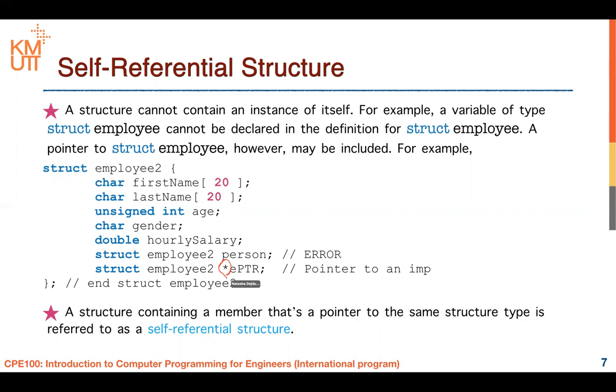Do you remember the star sign? Star sign means the pointer. This is a pointer to employee. Actually, what is a pointer? A pointer is an address to an object. An object can be a structure as well, right? So this is employee two, simply an extension of employee in the previous slide. But this one is not correct. It will cause an error, but you can simply define structure employee and an employee pointer, in order to point to the address of another object, or even the same object.